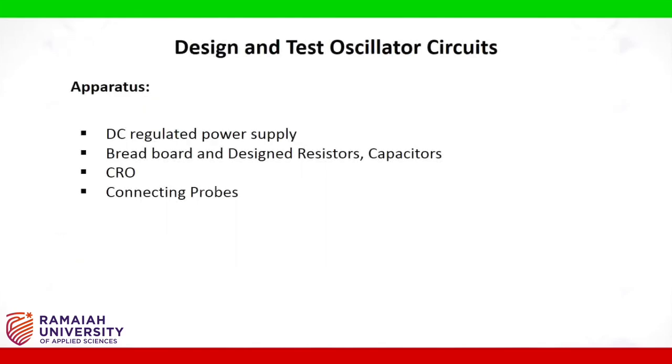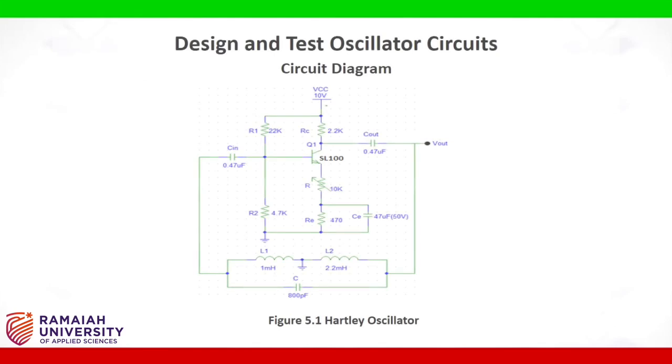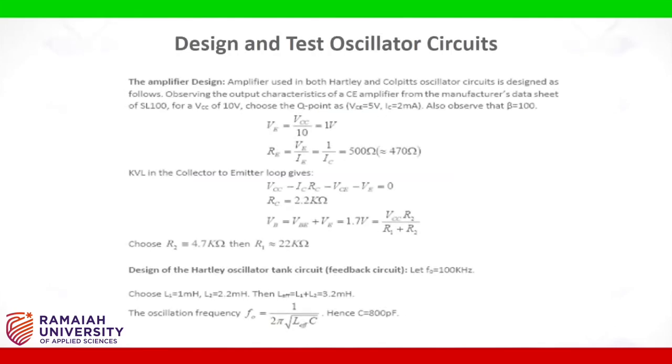The apparatus required to conduct the experiment are DC regulated power supply, breadboard, designed resistors and capacitors, CRO, and connecting probes. The circuit diagram for Hartley oscillator is as shown. Procedure for design of the oscillator and amplifier used in the oscillator. The amplifier design.